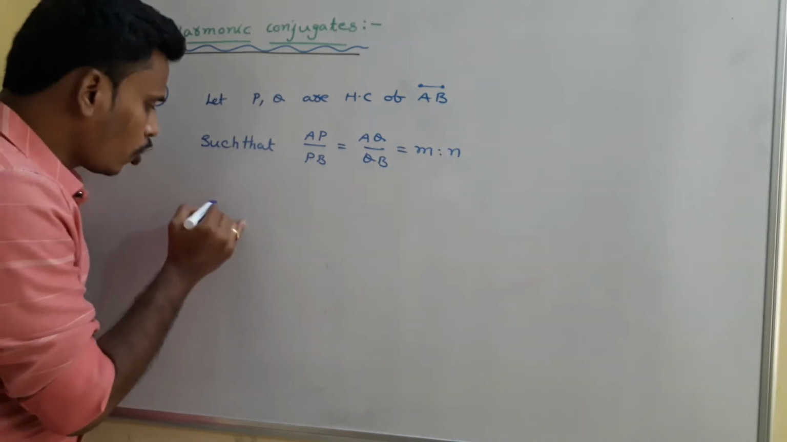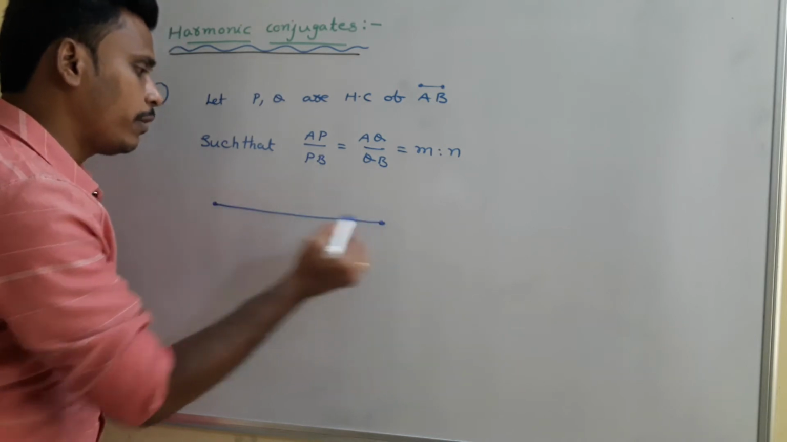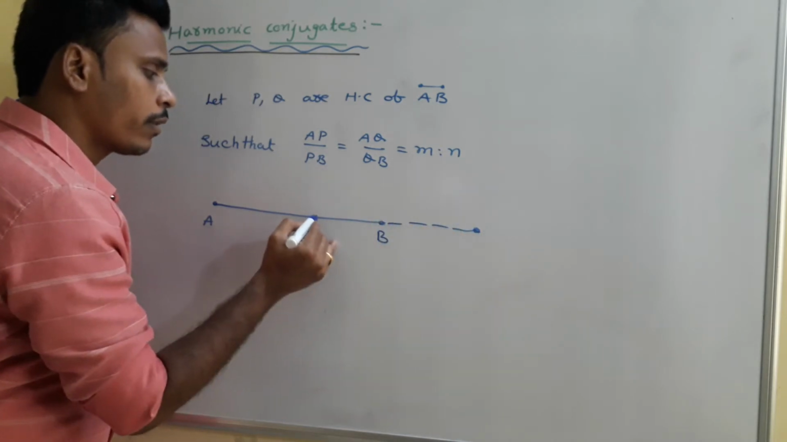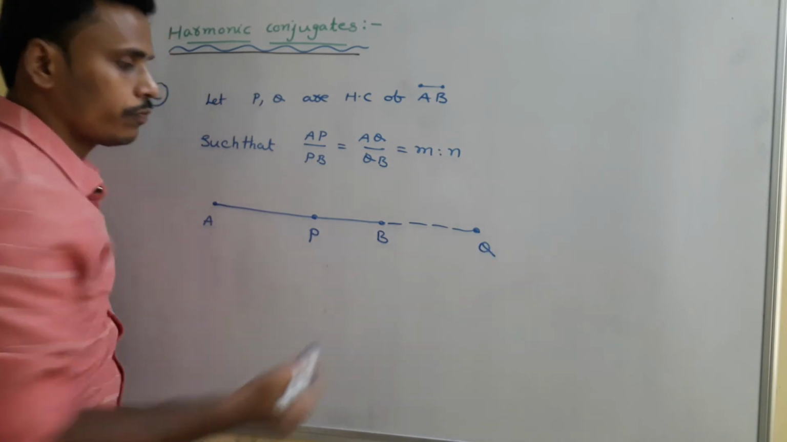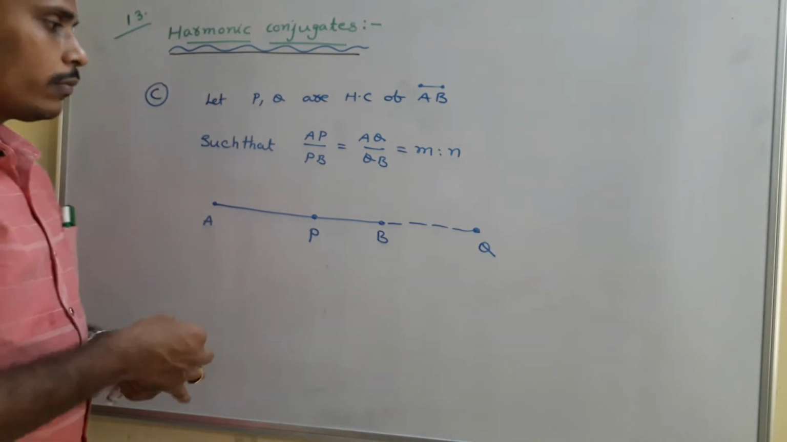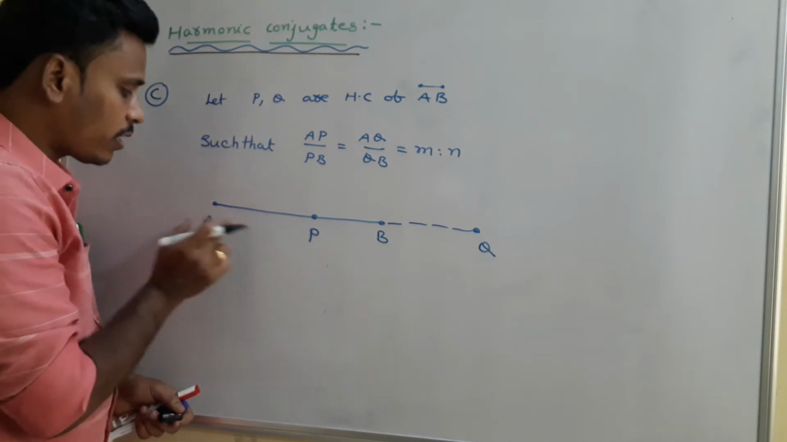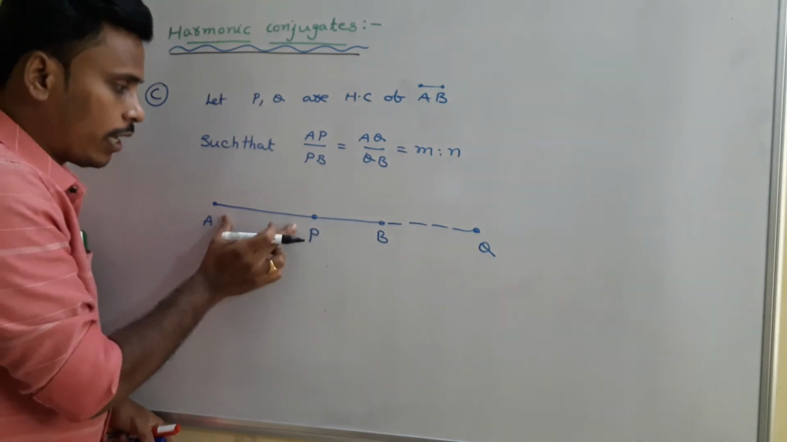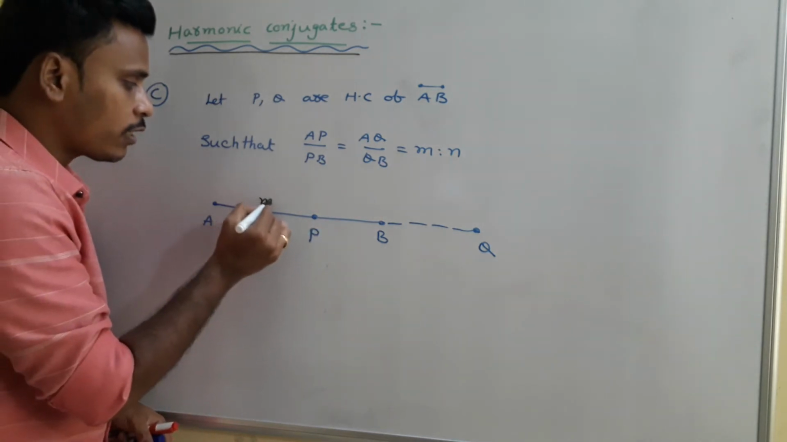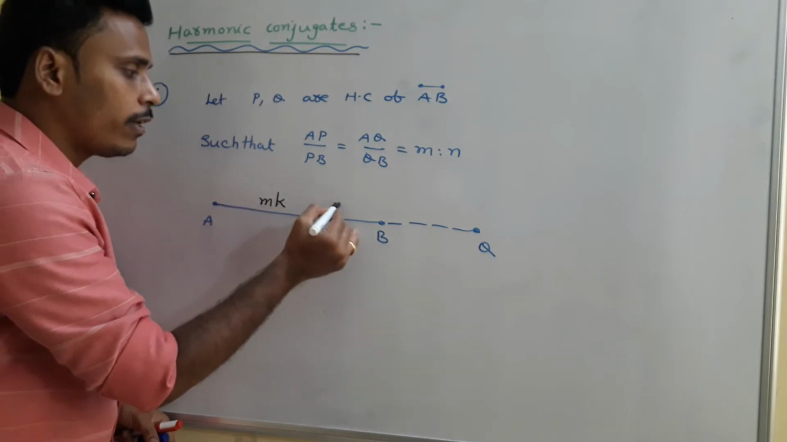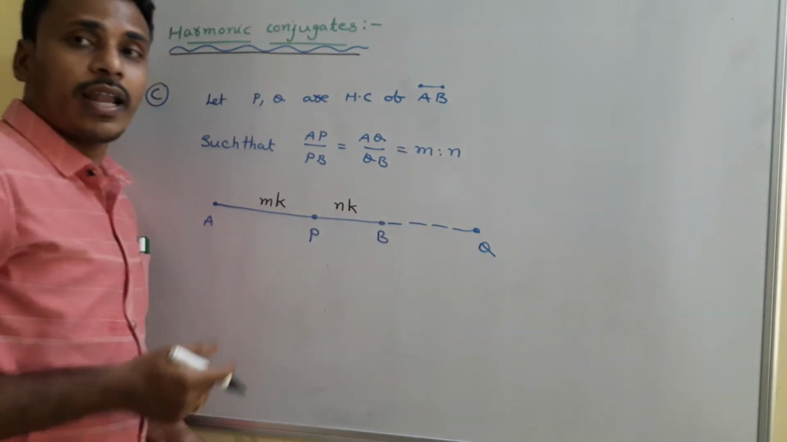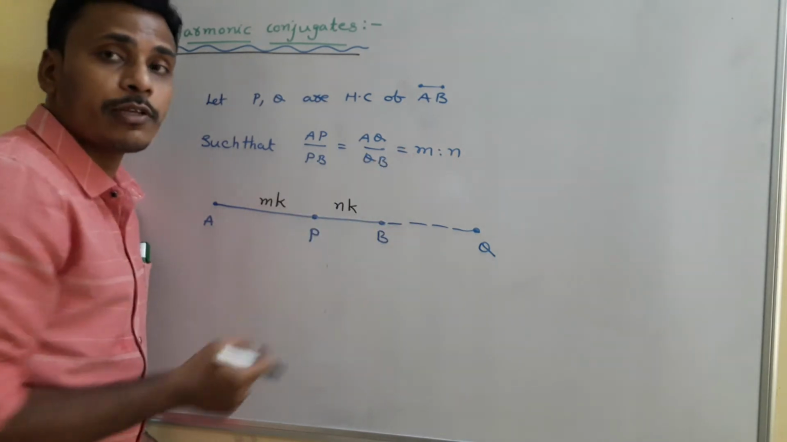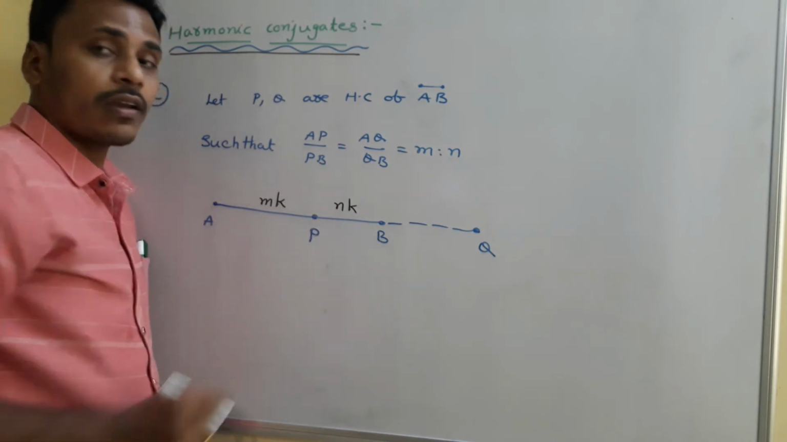Look here. Suppose this is line segment AB, and when you extend it, you may get some points. This is point P and this is point Q. This P is dividing AB in the ratio M is to N. So AP by PB is M is to N. That is, if you take AP as MK, PB will become NK. Because if the ratio is given like 2 is to 3, you take them as 2K, 3K. Since the ratio is M is to N, if this length is MK, this part will become NK.